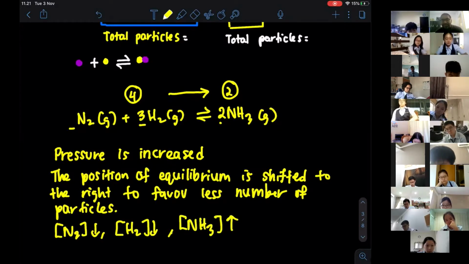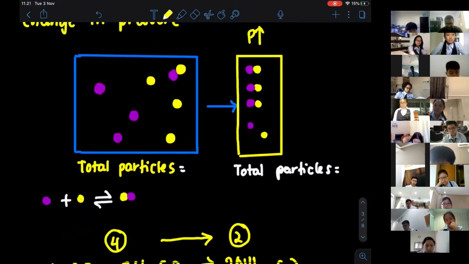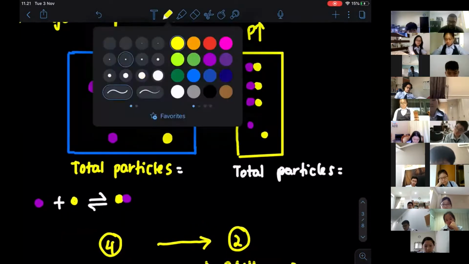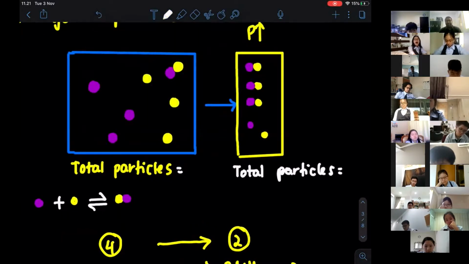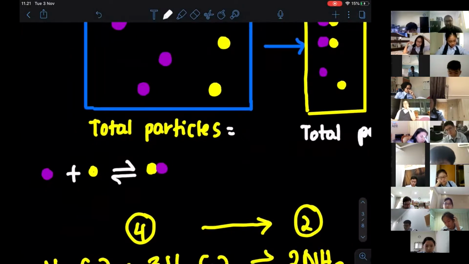Now, maybe some of you are still confused. Let's look at the diagram so that you can understand things much better. When you look at this diagram, you can see there are a certain number of things over there. Let's say this is the equation: the purple plus yellow, a reversible reaction to give you yellow and the purple. Those are the particles involved.